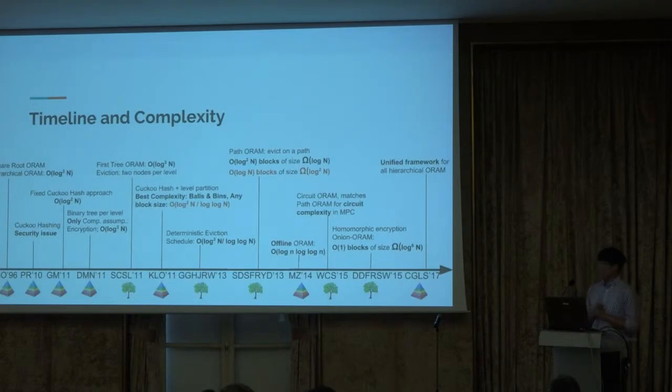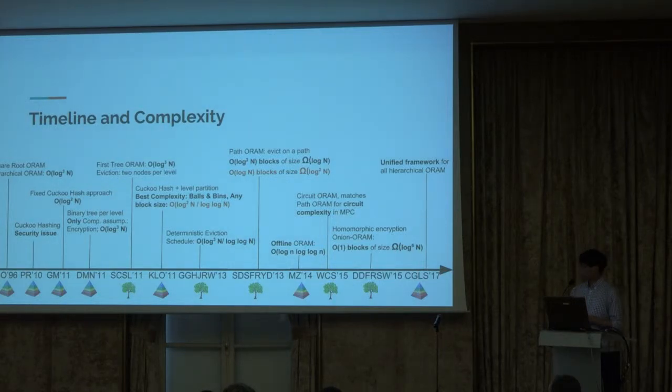All right, so just a quick timeline and complexity of the work. ORAM was, as I described, actually started in the '80s by Goldreich with the square root ORAM. '96 was the first hierarchical ORAM, which got polylog computation. And actually, there was a die down. There wasn't much work on it until 2010 when Pinkas and Reinman showed that cuckoo hashing could be applied to ORAMs. They had some slight security issues, which were later fixed by Goodrich and Mitzenmacher.